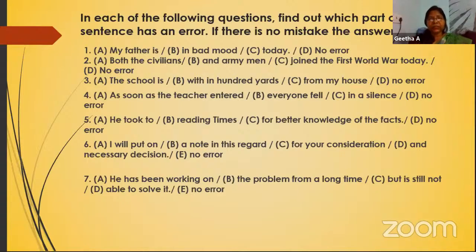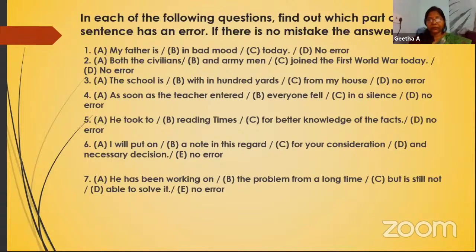The school is within 100 yards from my house, and no error. The school is within 100 yards from my house. No error. Okay. Then the fourth one goes like this. As soon as the teacher entered, everyone fell in a silence. As soon as the teacher entered, everyone fell in a silence.